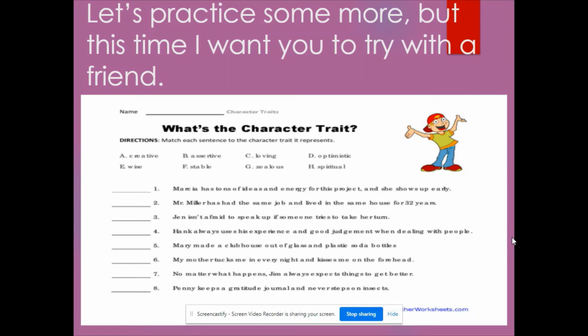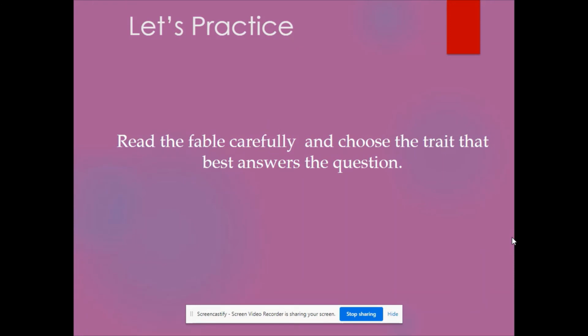Now, I just want you to take your time with your friend and do the other 7 sentences. Beautiful. So now we're going to read a fable, one of my most favorite ones. And after that, we are going to first identify our characters, and then we're going to give them some character traits. And we're going to do external character traits and internal character traits.